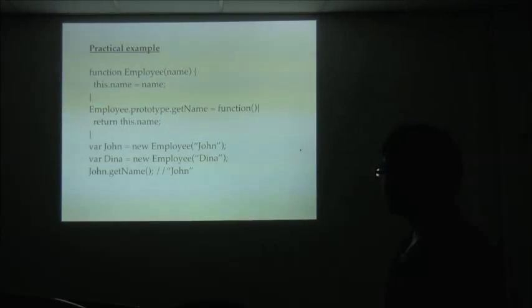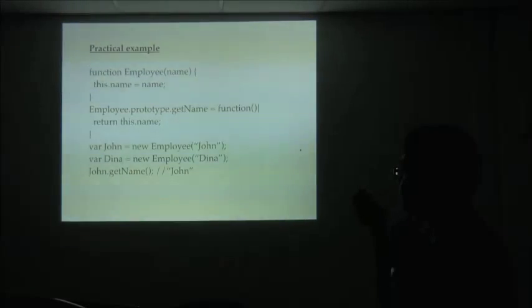So here's a practical example. It's a simple example. We have function Employee, which takes a name and has a property called name. Like I said over here, it's referring to its prototype, Employee.prototype, and it's adding a method called getName. Employee.prototype.getName is equal to this function, and it acts as a method now.